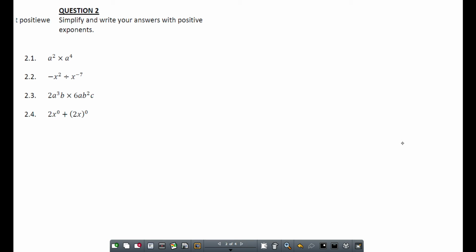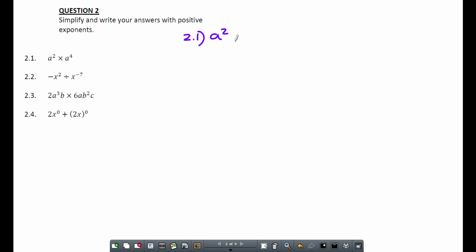Okay. Now at question 2, take that away again. At question 2, it says simplify and write your answers with positive exponents. So what we then do is one of two ways. You first work out the whole thing and then, in your final answer, just see whether all your exponents are positive, and if it's not, then we change it. Or option 2, you change all your exponents right from the start so that they're positive. Either way, it would be correct. Okay, so 2.1.